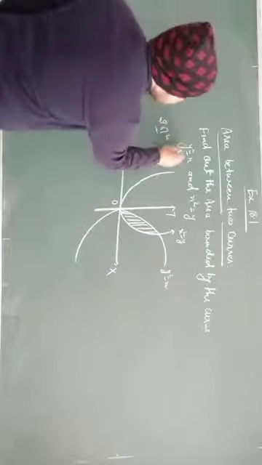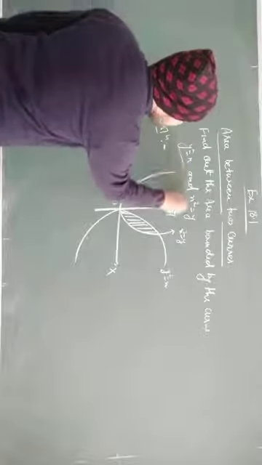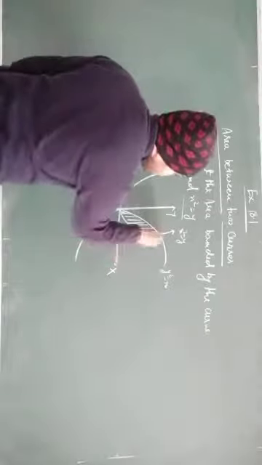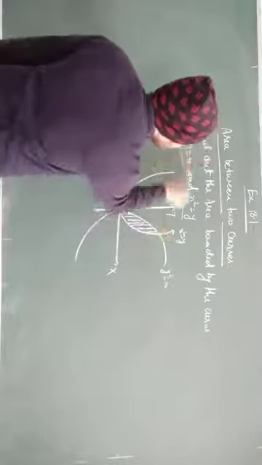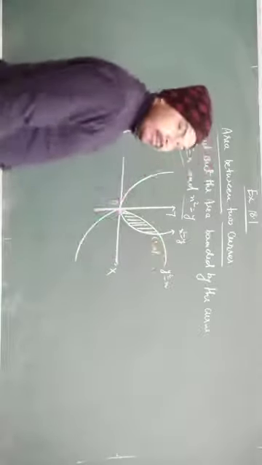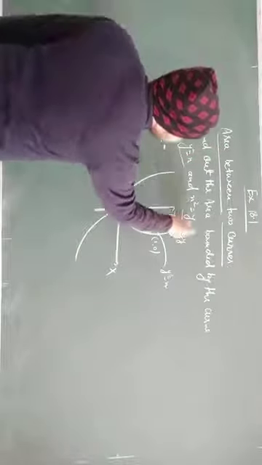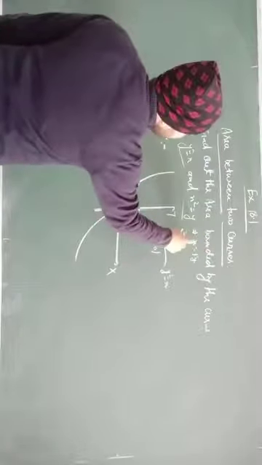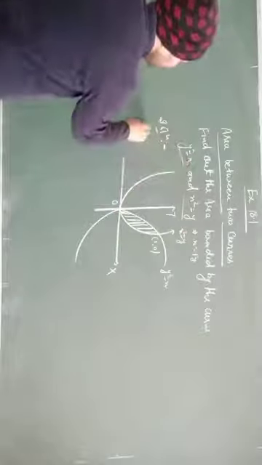By solving these equations, y square equal to x and x square equal to y, because both the curves intersect at a point. So by solving this, we get this point is 1 and 0. How do we get this? If we take x equal to root y and put it in, we get y square is equal to root y.